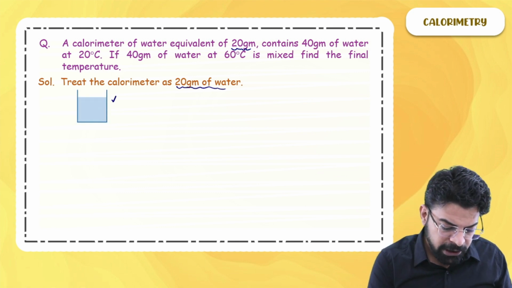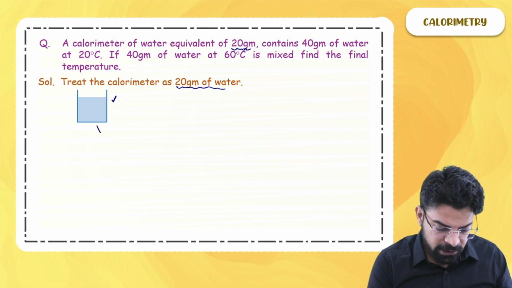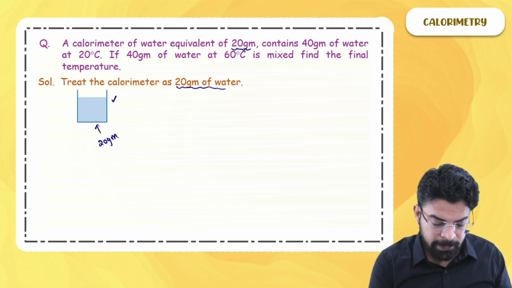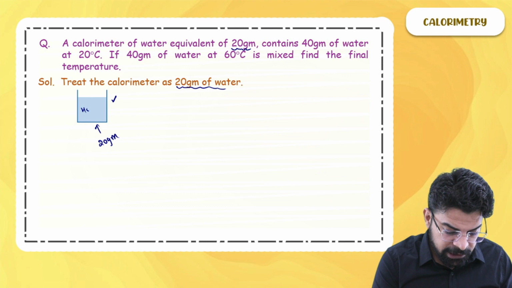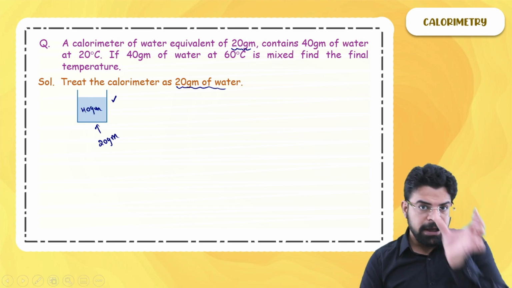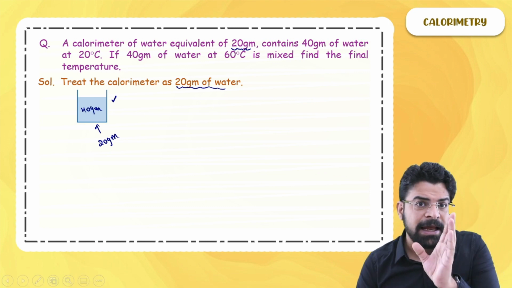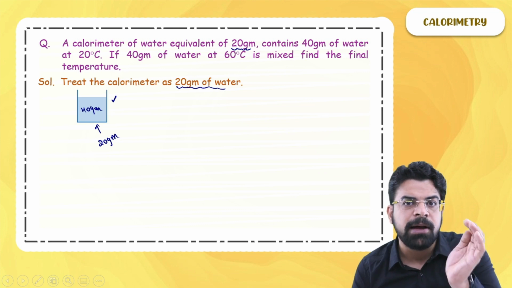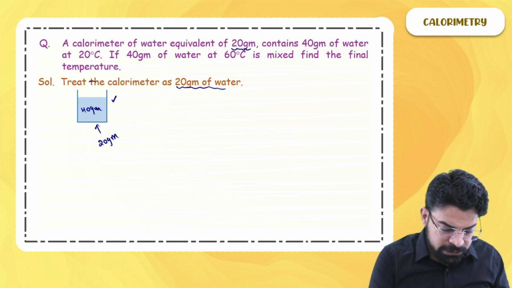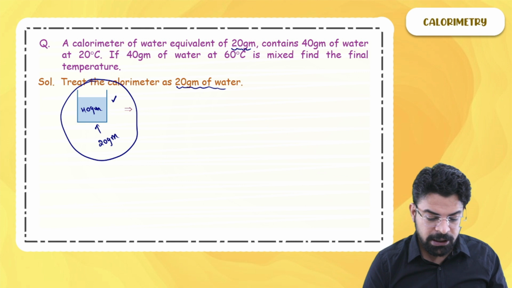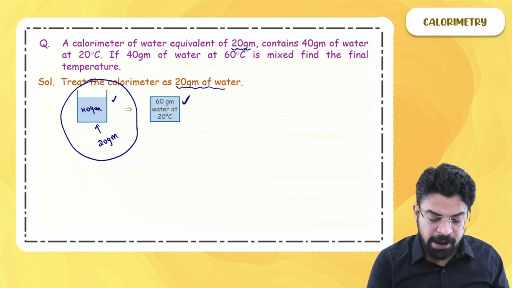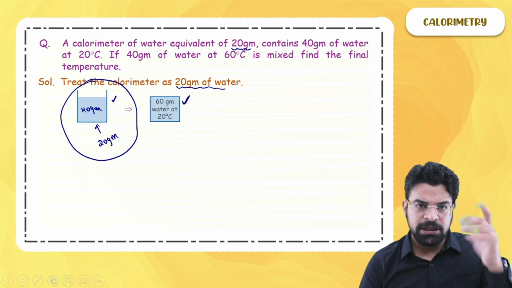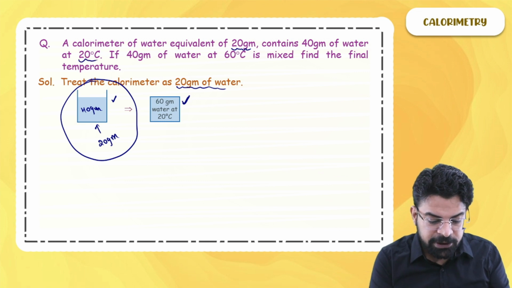A calorimeter of water equivalent 20 gram containing 40 gram of water. So the calorimeter, the beaker, acts like 20 gram of water and there is 40 gram of water inside it. So this whole system becomes as good as having 60 gram of water, 40 plus 20, 60 gram of water, and their initial temperature is 20.